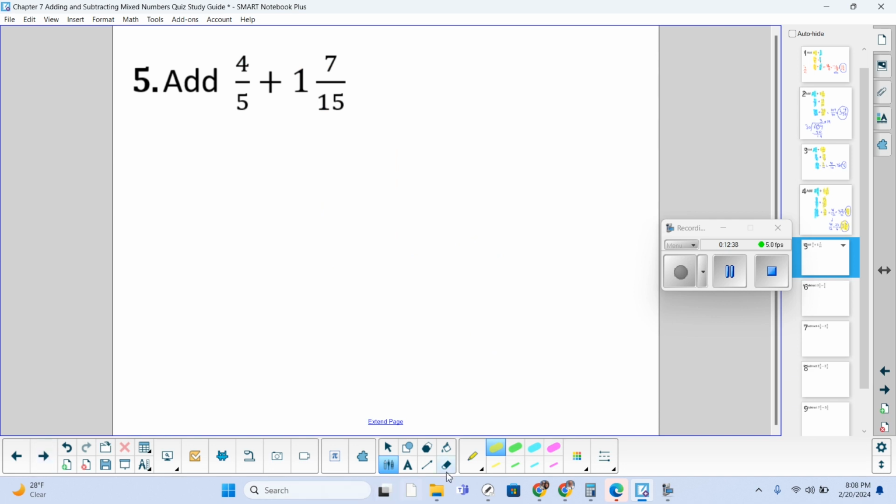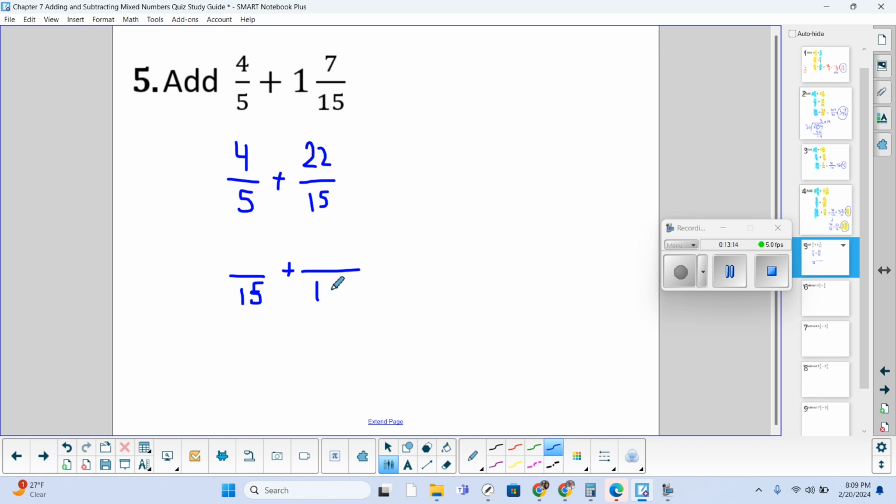Number 5, we're adding 4/5 plus 1 and 7/15. Well, 4/5 is a proper fraction, so I'm just going to write that as 4/5 plus 1 and 7/15. Well, 1 times 15 is 15, plus 7 is 22, so this would be 22 over 15. The smallest common multiple of 5 and 15 is 15, so I would put this as something over 15.